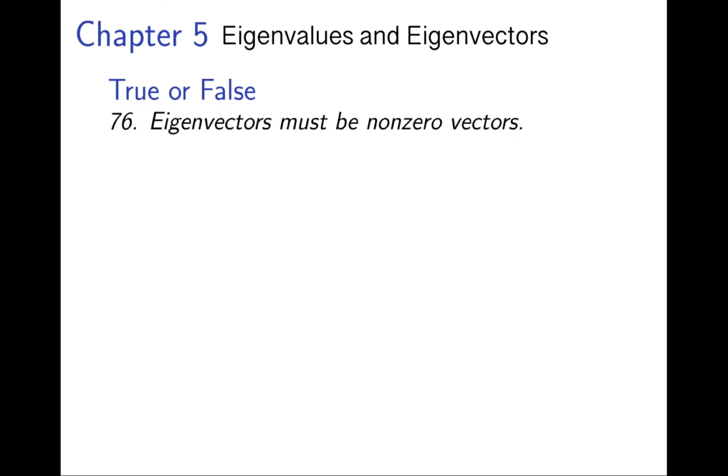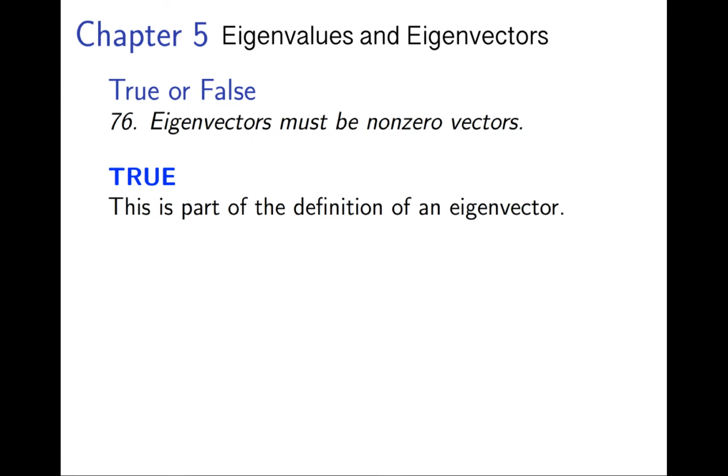Number 76. Eigenvectors must be non-zero vectors. This is true. And the reason why it's true is it's just part of the definition of an eigenvector. If we allowed 0 to be an eigenvector, then it's an eigenvector for every matrix, and it would be telling us nothing new. It would be like the trivial eigenvector. So we just say it's not an eigenvector.